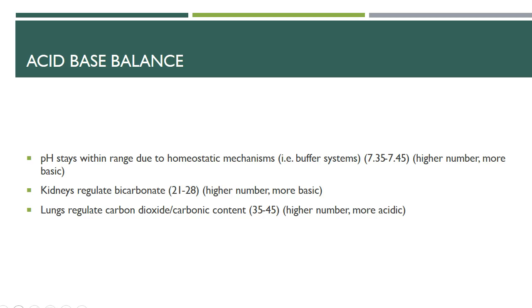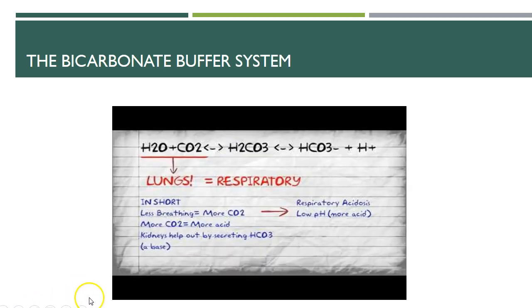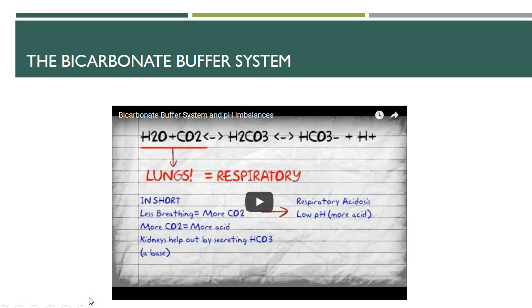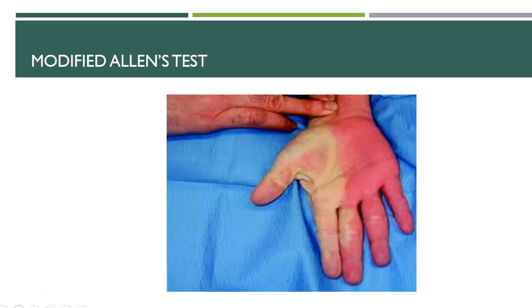And then our lungs regulate the carbon dioxide, the carbonic content, and CO2 is an acid, so the higher the number, the more acidic, and the lower the number, the less acidic. Here's a video that you can watch on your own time. It's about the bicarbonate buffer system. It just kind of rehashes what I'm saying. It does have a formula in it. You do not need to know the formula. It might help you understand the concept better, but it is definitely not necessary.